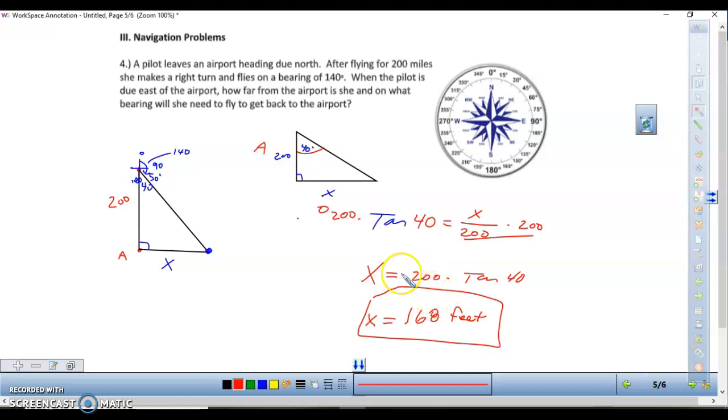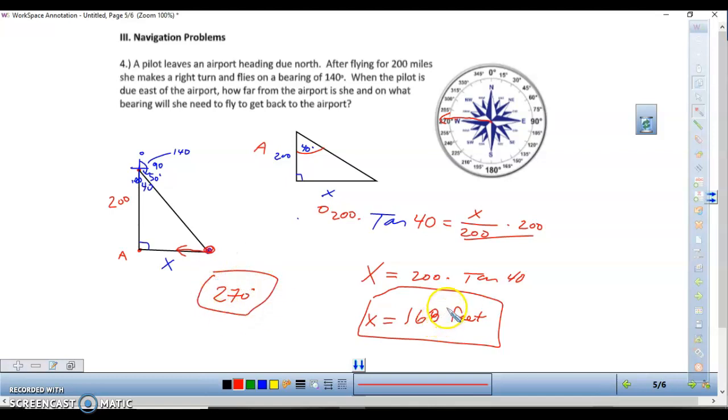The last part of this question says, what bearing does she have to fly to get back to the airport? Well, if she is here currently, this is the plane, which bearing does she have to fly to go back this direction? Let's just look up on her compass. What bearing is back west? I completely missed when I tried to draw west here. What bearing is back west? That's 270 degrees. So the bearing is 270 degrees.